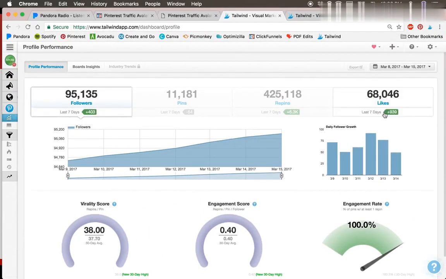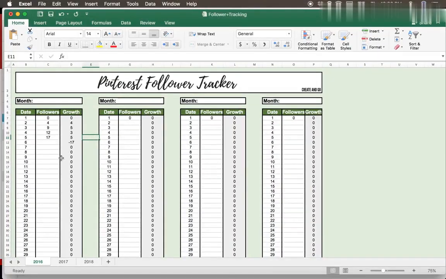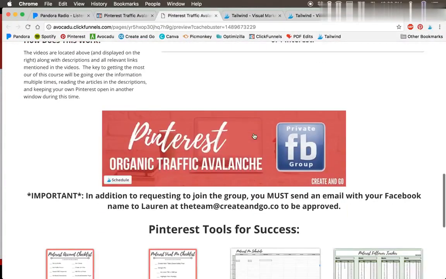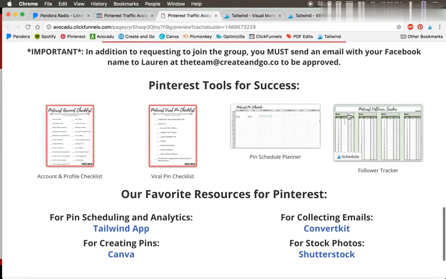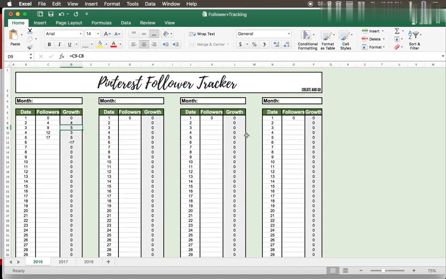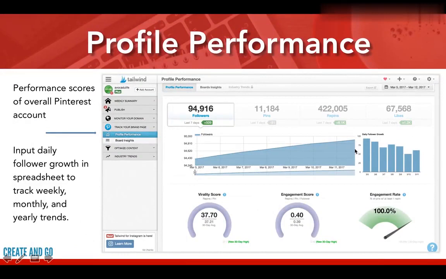So what I actually recommend doing is putting this information in your Pinterest follower tracker. This is one of the things that was included. It's right down here. Follower tracker is down here in the Pinterest tools for success. And this is something, y'all, that I use. I don't use it every day. I use it about every 5 days. I go and I input my followers for the week. And I get this information straight from Tailwind.